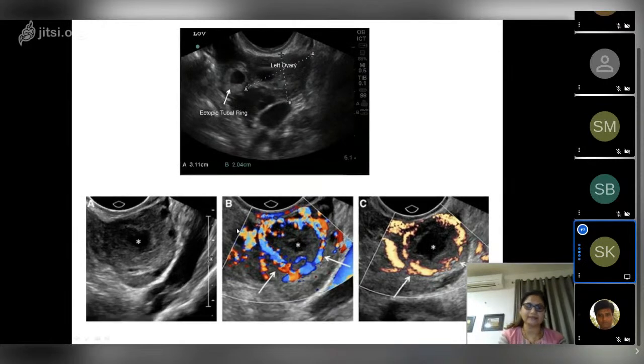So remember these signs. One is the ring of fire sign, and the other one is the tubal ring sign, which are present in ectopic pregnancy. Okay.